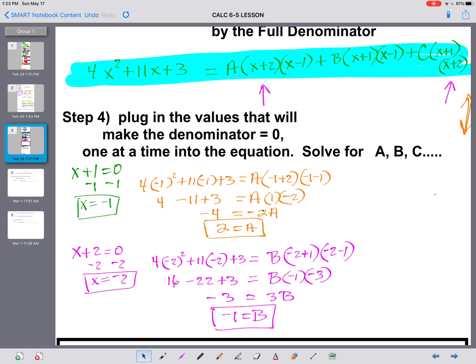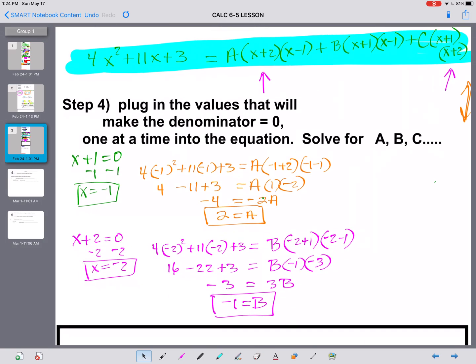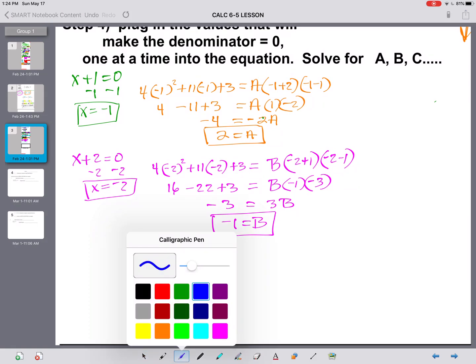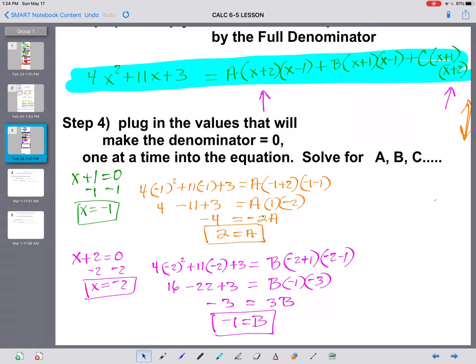Okay, now the third one. Look at the third denominator right here. We're going to find out what number makes that 0. So x minus 1 equals 0. Let's go try that right in here. Okay, there we go. We got a little more room. x minus 1 now. Let's do it in blue. x minus 1 equals 0. Plus 1, plus 1. Okay, there it is. x equals 1.